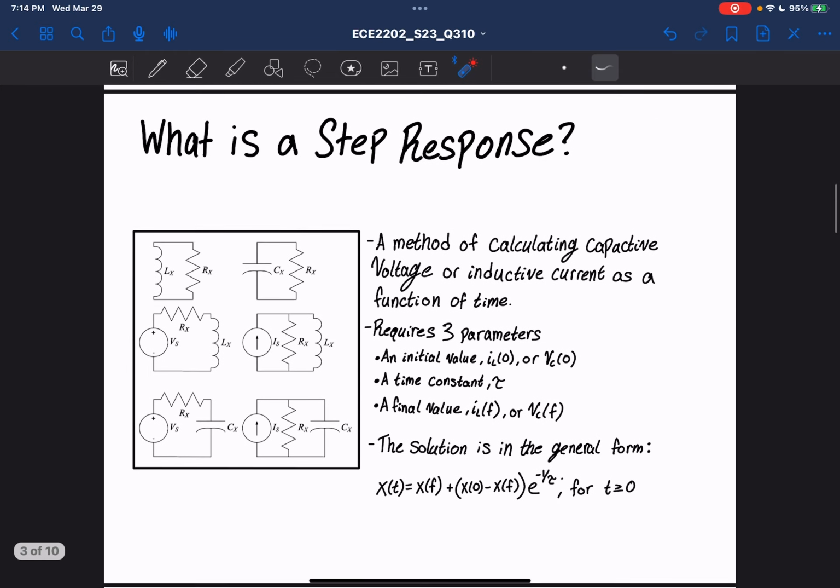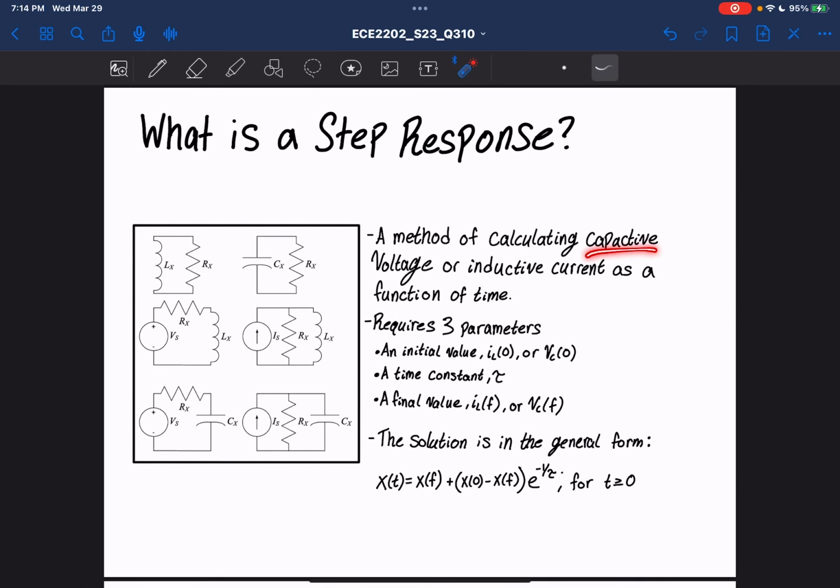Right. So what is step response? It is a way to calculate either the capacitive voltage or the inductive current as a function of time. And we know that this method needs three parameters: an initial value, a time constant, and a final value. Now, these initial and final values, we would either find the inductive current or the capacitive voltage, depending on if we have a capacitor or an inductor in our circuit, right?